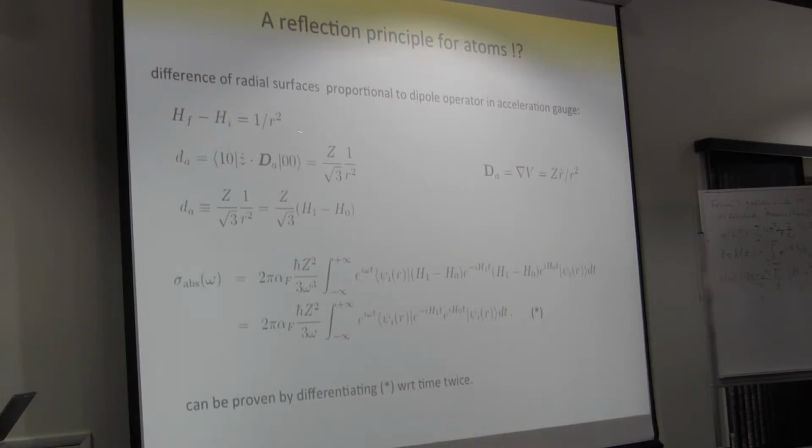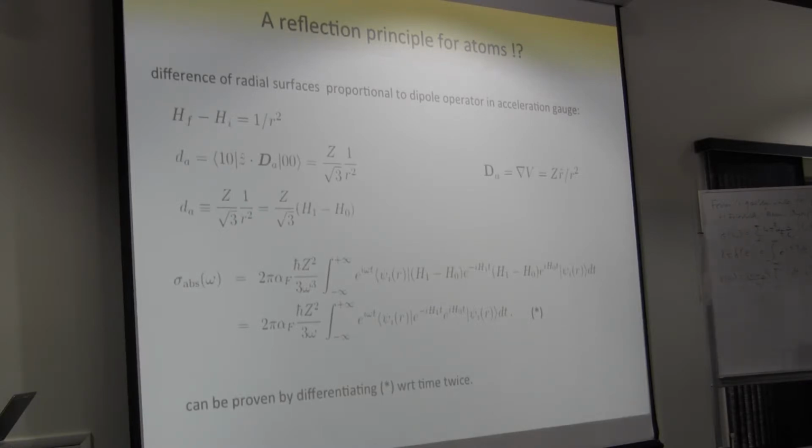So exactly the same dependence is here, which suggests that we can express the dipole operator as the difference of these two artificial potential surfaces. And that means we can write our absorption cross-section right away in this form. Instead of the dipole operator, we have the difference of potential surfaces here and here.